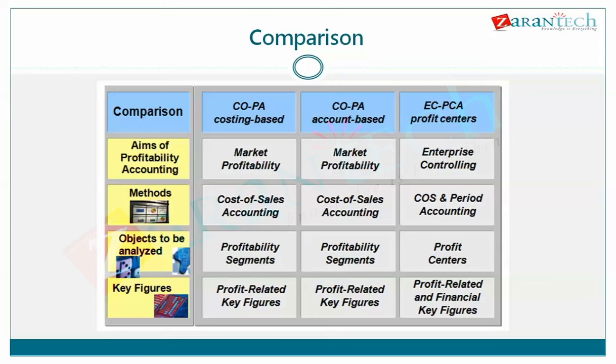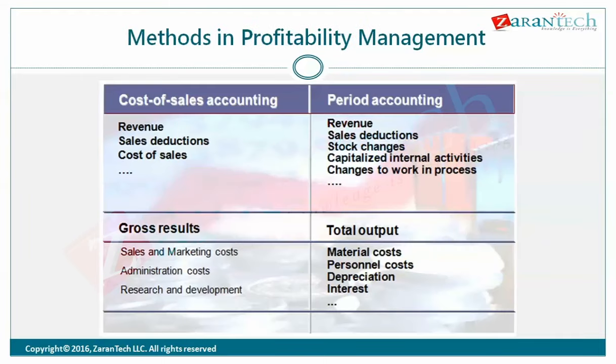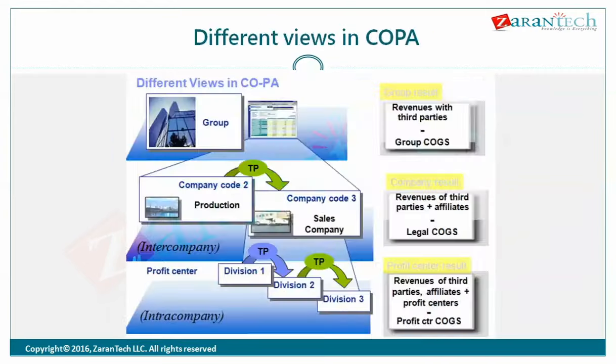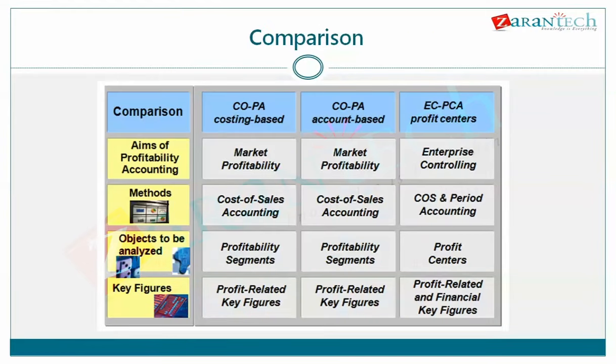Methods. COPA uses cost of sales accounting, while profit center can use cost of sales and period accounting, as we just talked about in the first slide. Let me give you again the same picture, the cost of sales and period accounting. Objects to be analyzed. So in COPA we analyze profitability segments, and in profit centers we analyze profit centers: how we are performing, my manufacturing profit center, my sales profit center, my R&D profit center. Key figures. So in COPA we get the profit related figures, while in profit centers we get profit related as well as the financial figures.